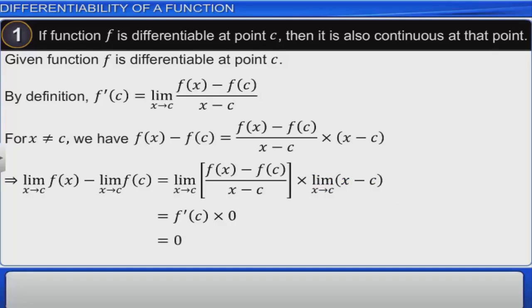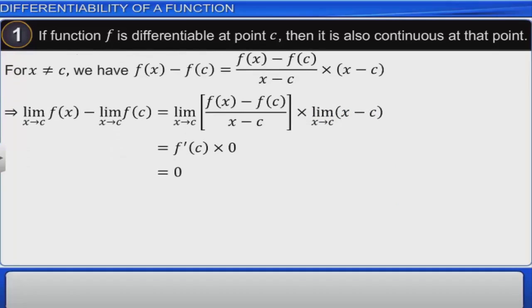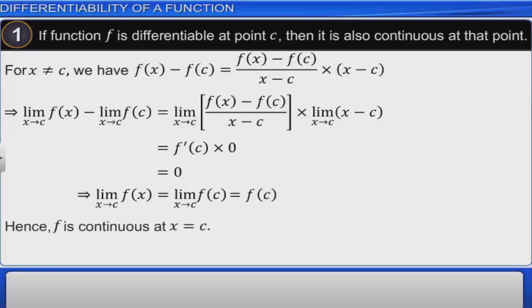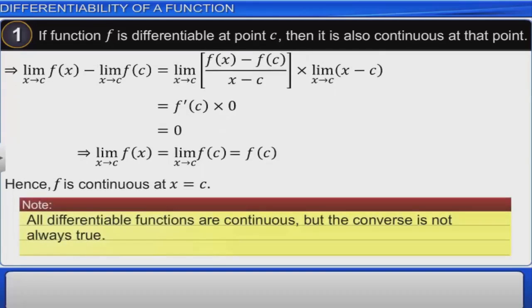This implies the limit of f of x as x approaches c is equal to the limit of f of c as x approaches c, which is equal to the value of the function at c. Hence, function f is continuous at x is equal to c. Hence, in general, we can say that all differentiable functions are continuous. However, the converse is not always true.